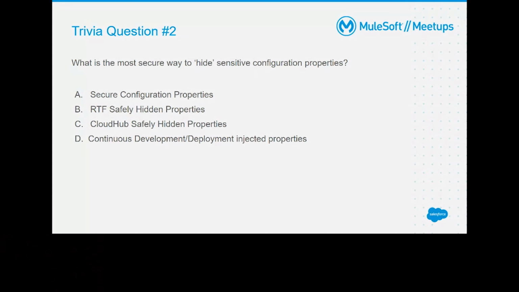It looks like Luke Hamilton is the first one I see in chat. That is the correct answer, so let me explain why. Secure configuration properties are a good way of doing it, but you're putting those properties into your repo. If somebody gets hold of your key, they can decrypt all your properties. Safely hidden properties in Runtime Fabric are also a good way of doing it, but you can still get at them. Safely hidden properties in CloudHub is a really good way of hiding your properties. Yes, you're not decrypting them, but once you enter them, you can't get at those.